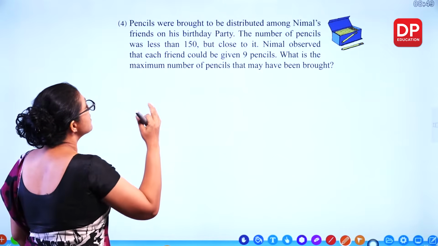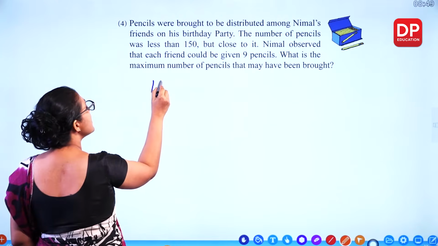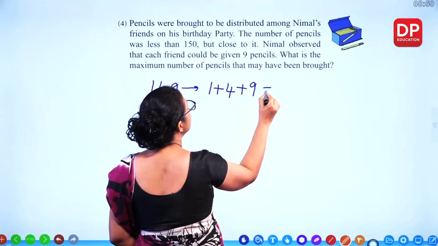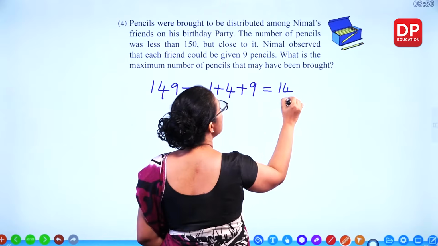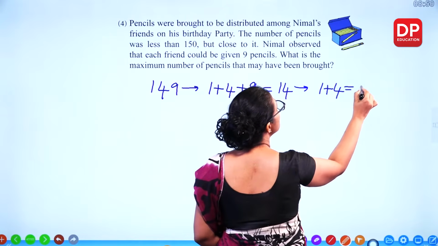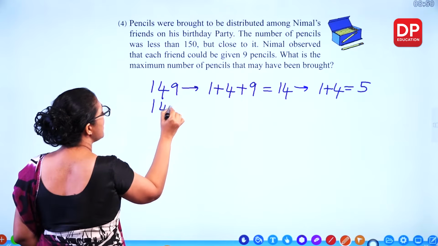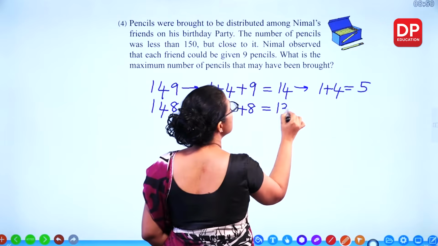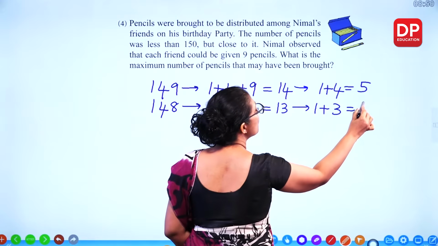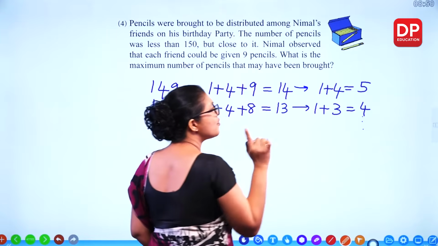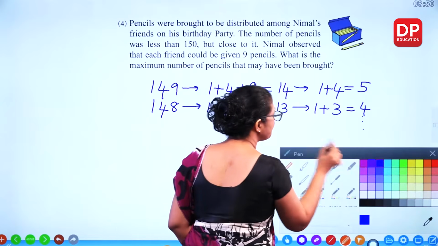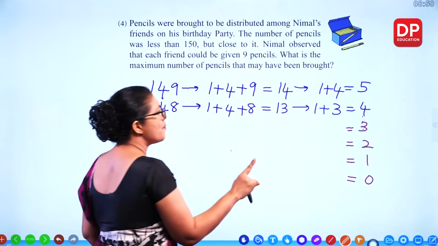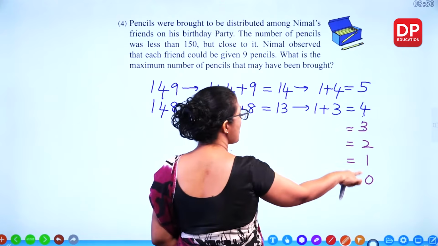Now we'll check first the number less than 150, that means 149, and see what's the digital root. 1 plus 4 plus 9, you get 13 plus 1, 14. Again 1 plus 4, that's 5. We'll take another number to see the pattern. 148. 1 plus 4 plus 8, 13. That means 1 plus 3, you get 4. So likewise, now you need to get digital root 9. What are the possibilities? You are getting the next number 3, 2, 1, 0. 0 means that's divisible by 9.